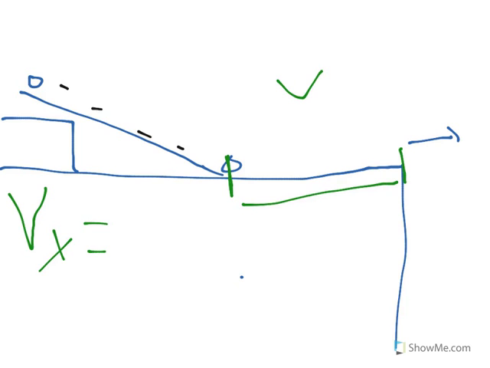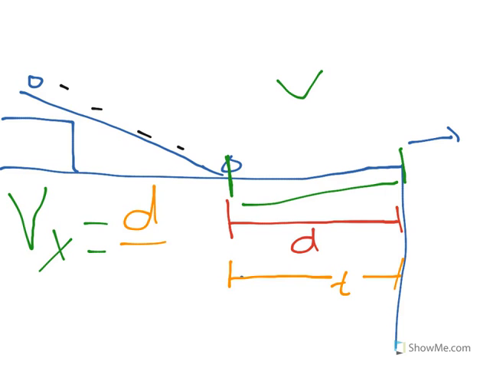We first found the distance between the end of the ramp and the edge of the table, and then we found the time from the end of the ramp to the edge of the table, and we saw that Vx was equal to d divided by t.